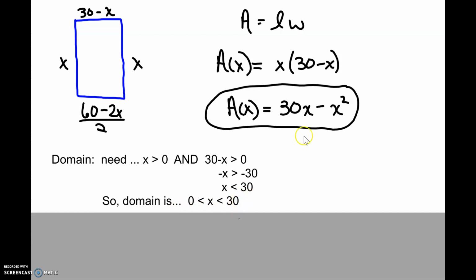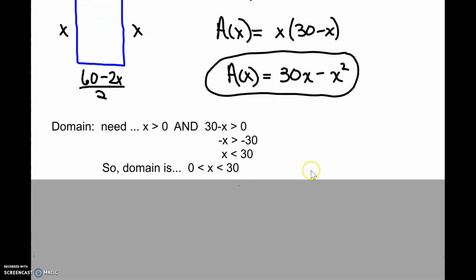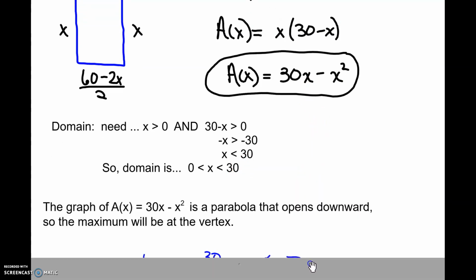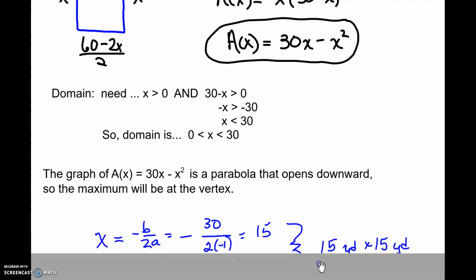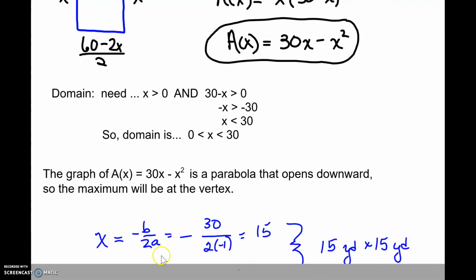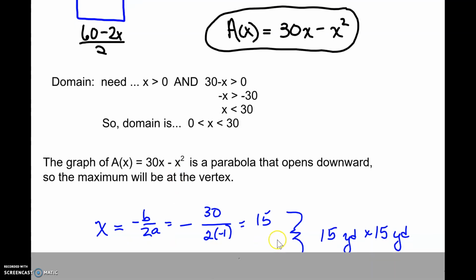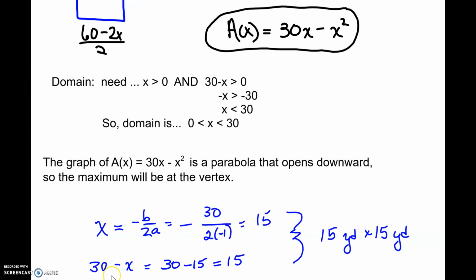Now the maximum, this is also a parabola that opens downward, so the maximum once again is going to be at the vertex. We're going to use the same formula, opposite of b over 2a. So b in this case is 30. A, there's no number there, but I know that means there's a 1, so my a is negative 1, and when I simplify, I get 15. We'll plug that answer into the 30 minus x expression and get 15, so our answer for this one would be 15 yards by 15 yards.